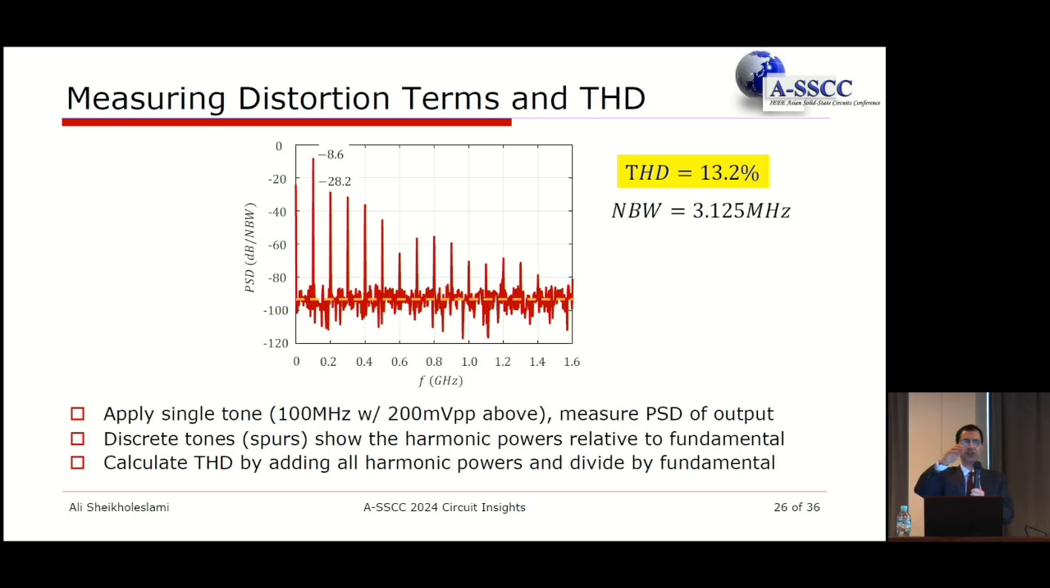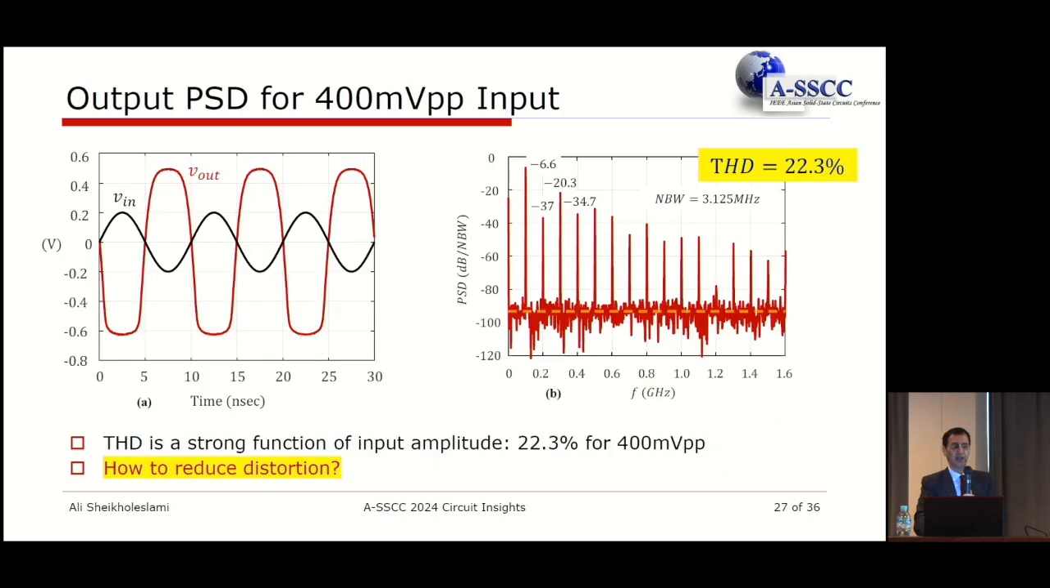Noise is usually a continuous flat at the bottom of these figures, and these spurs or harmonics show up as spikes in this figure. So these are the result of nonlinearity of the circuit, whereas noise shows up flat at the bottom. If I increase the input signal to 400 millivolt peak to peak, obviously I'm now going into the more nonlinear territory of this amplifier, and that is going to make this even worse.